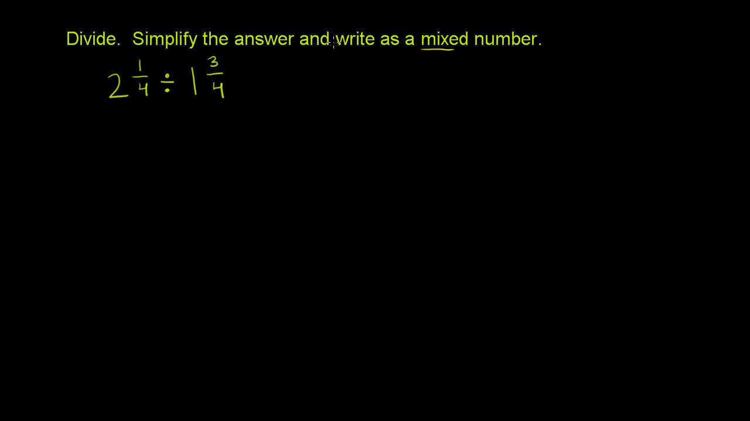Divide. Simplify the answer and write as a mixed number. And we have 2 1/4 divided by 1 3/4. So the first thing we want to do, since both of these are mixed numbers, is to convert them both into improper fractions. So let's start with 2 1/4.